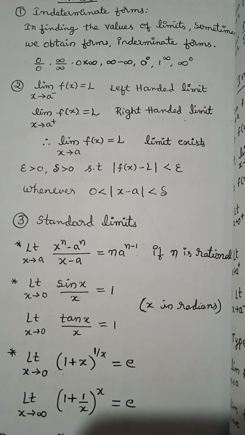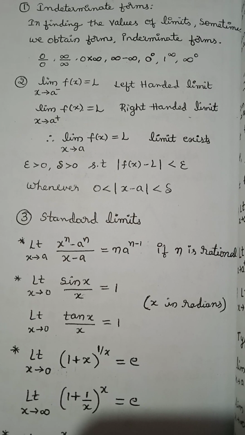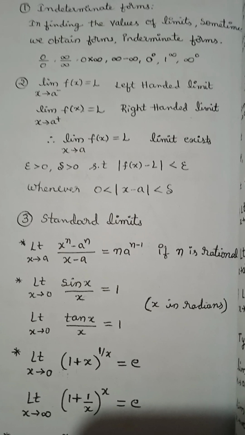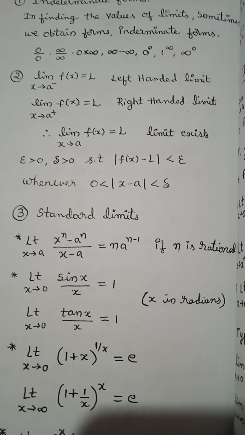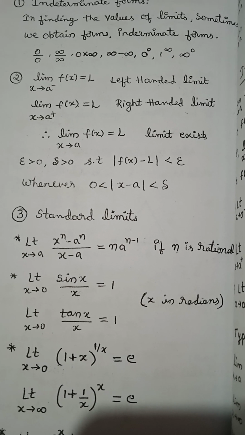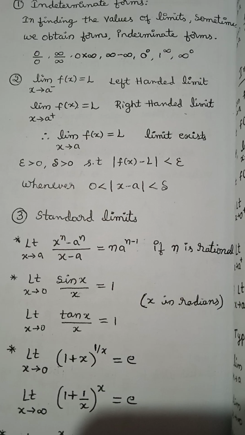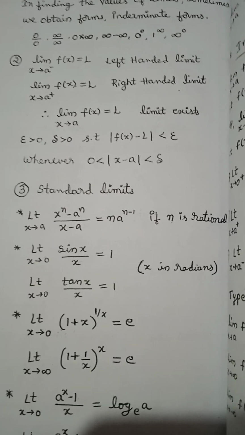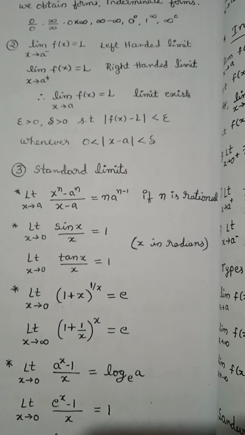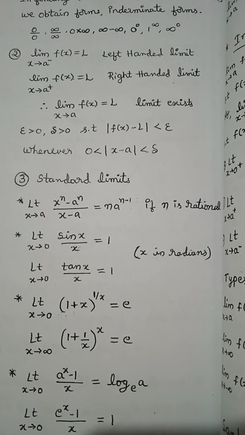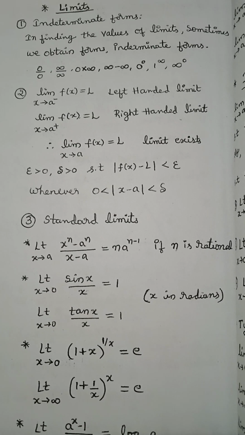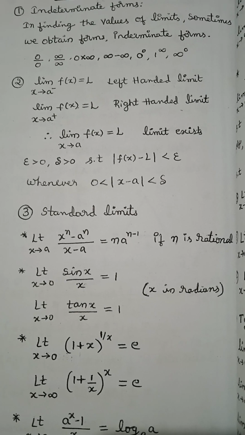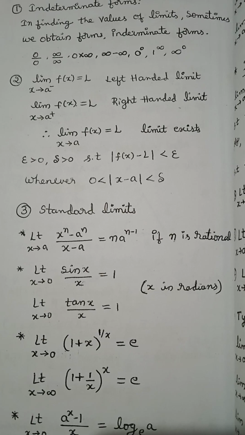For every epsilon greater than 0, there exists delta greater than 0, such that mod of f of x minus L is less than epsilon whenever x minus a is less than delta and greater than 0. Limit only exists if the left-hand limit is equal to the right-hand limit, and limit cares only about what happens on the left side and right side but doesn't care about the point a.